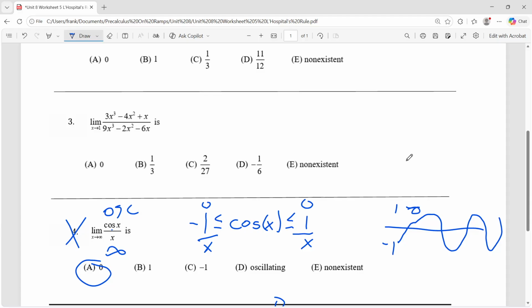Let me do one more here. Limit as x goes to 1. I'm going to try plugging in 1 and see what happens. 3 times 1 cubed is 3. Minus 4 times 1 squared is minus 4. Plus 1. 3 minus 4 plus 1 is 0. Okay, let me see the bottom. 9 times 1 cubed is 9. Minus 2 times 1 squared is 2. Minus 6 times 1. Well, that's 9 minus 8, which is 1. 0 over 1 is 0. I cannot use L'Hopital's rule because it's not an indeterminate form, nor do I need it. It just comes out to 0.